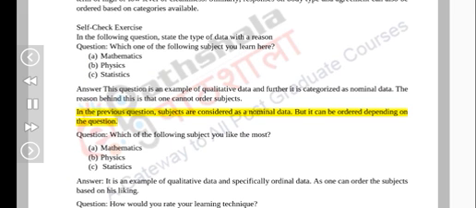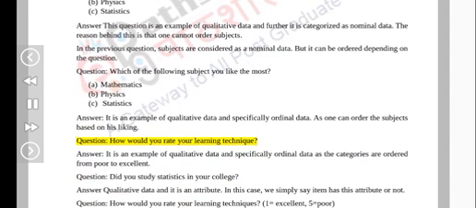But it can be ordered depending on the question. Question. Which of the following subject you like the most? A. Mathematics. B. Physics. C. Statistics. Answer. It is an example of qualitative data and specifically ordinal data, as one can order the subjects based on his liking. Question. How would you rate your learning technique?